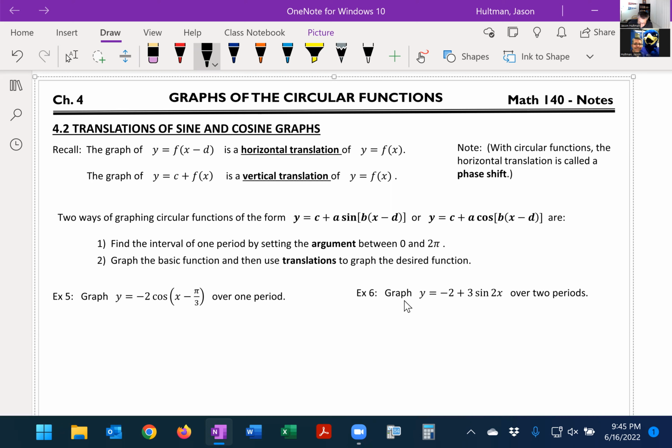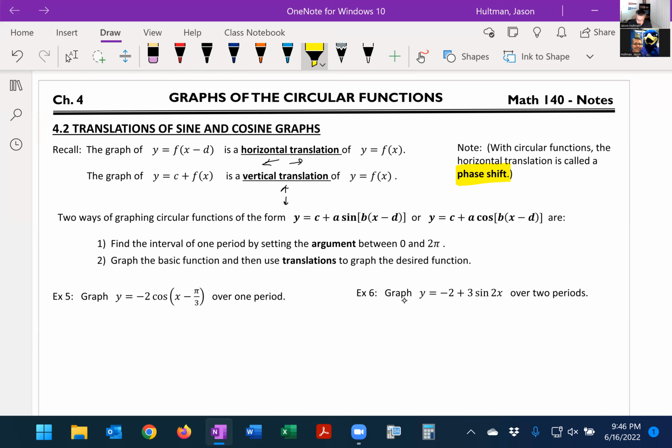So horizontal is left and right, and vertical is up and down, okay? Now a horizontal translation, when we move things horizontally with regard to circular functions, is called a phase shift. It's just a horizontal translation. We're just pushing the graph over right or left, and we're translating all of the points all at once.